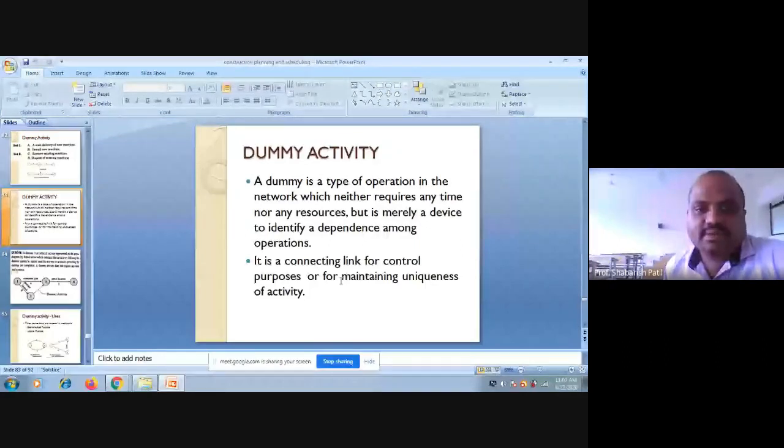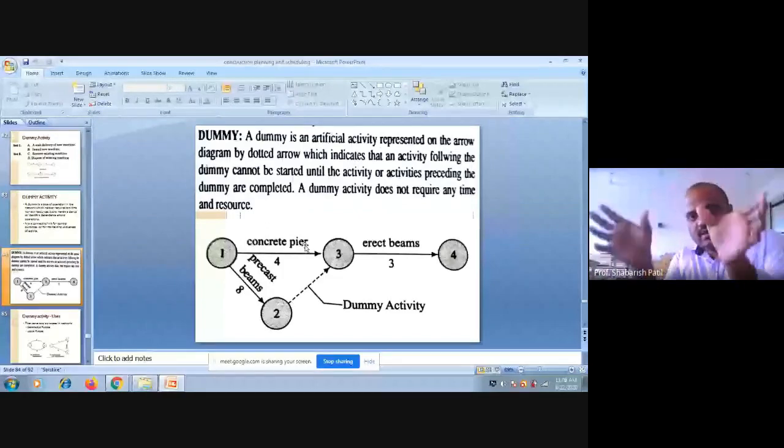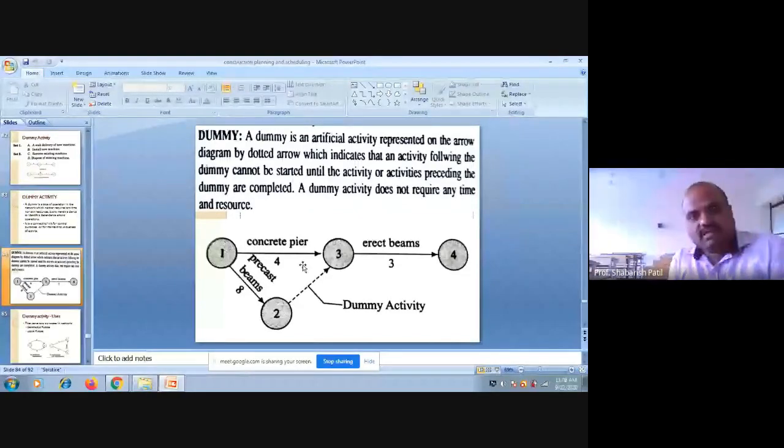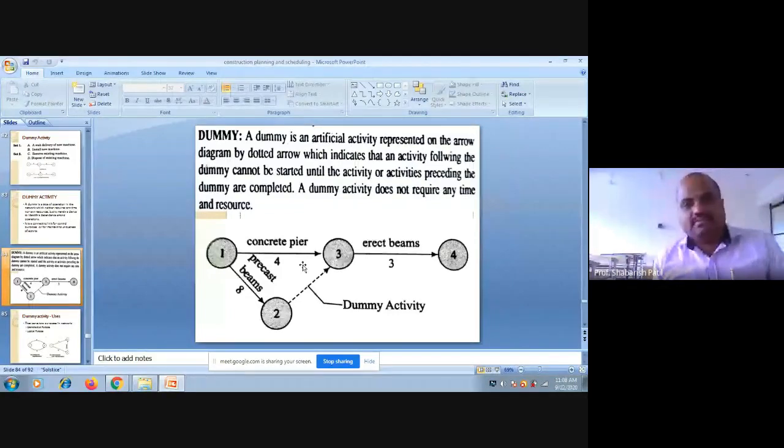Let me take an example here. Say it is about erecting the beams in a bridge work. In bridge work, I am supposed to construct a concrete pier. Once my concrete pier work is done, pier is nothing but a column. Once I construct the pier, then I have to keep my beam there, the erection of the beam. But our beams here are pre-stressed beams.